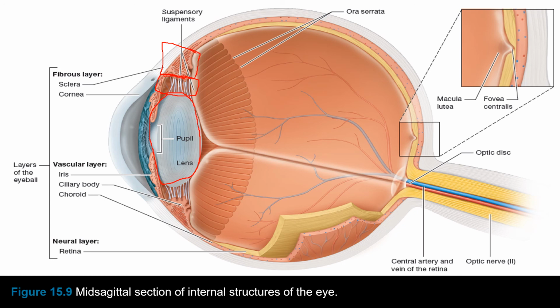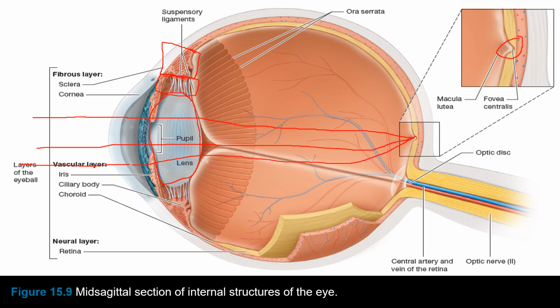So this lens's entire job is going to be taking parallel light rays reflected from the environment. And it's going to take those parallel light rays and redirect them to the fovea centralis. Remember that high definition vision area? That's where we want to be. So it's going to take those light rays and direct all of them into the fovea centralis.